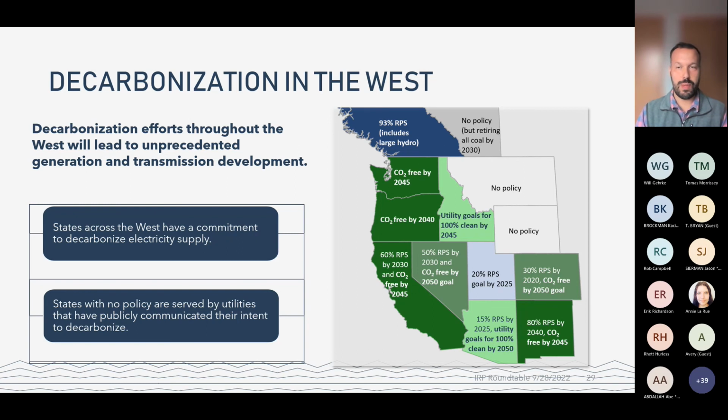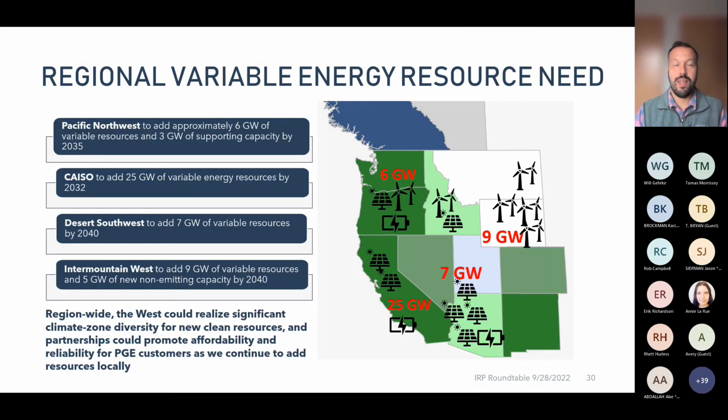Okay, let's go ahead and move to the next one, please, Jesse. So what does that mean? All of these different states in green and light blue have carbon reduction goals. We took a look at the most recent integrated resource plan or equivalent for the utilities that serve those states. And what we found is that there is significant variable energy resource development, and there is potentially fairly significant climate zone diversity as we think about what's showing up and where.